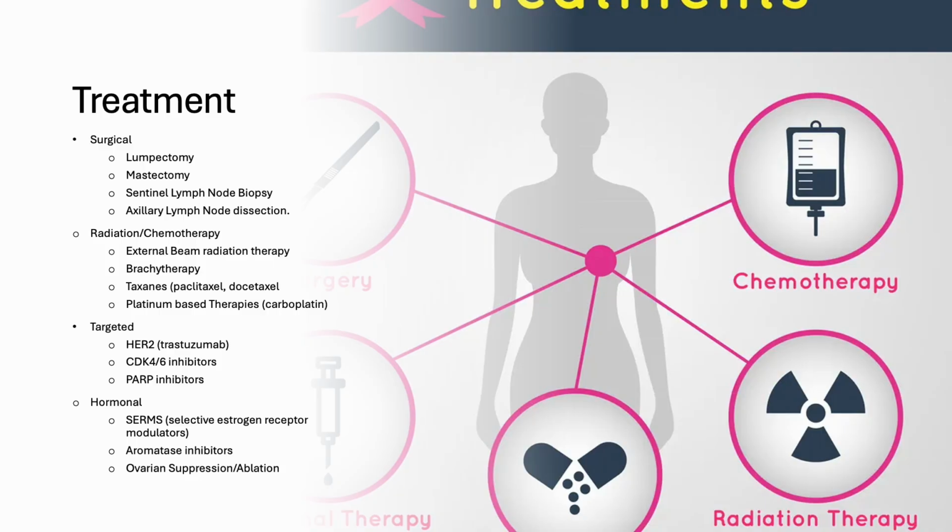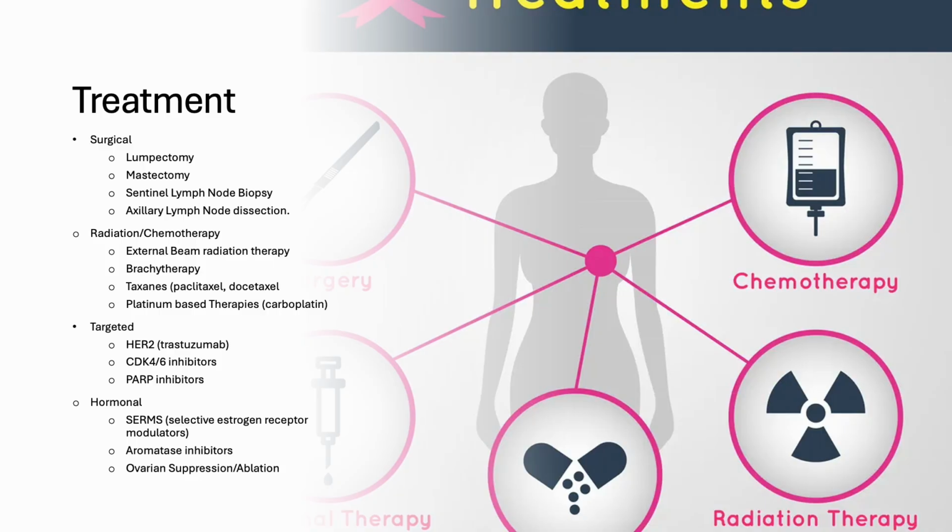This is a very invasive procedure. Other surgeries include sentinel lymph node biopsy, which uses radioisotope dye, and axillary node dissection, which is the removal of 10 to 20 axillary nodes. Radiation and chemotherapy include external beam radiation therapy, brachytherapy, taxanes, and platinum-based therapy. Brachytherapy is when a radioactive seed is placed into the breast cavity.